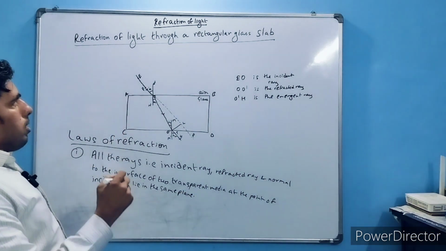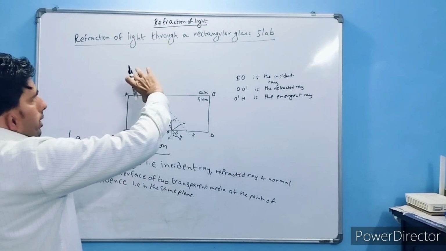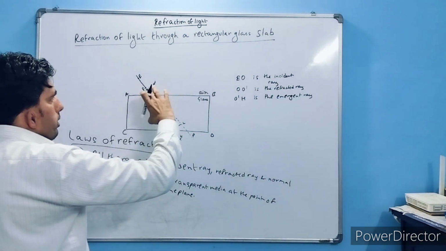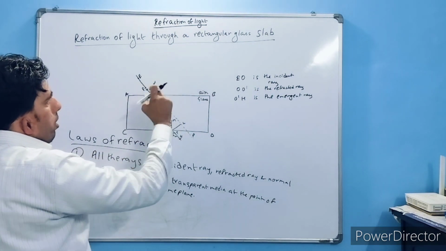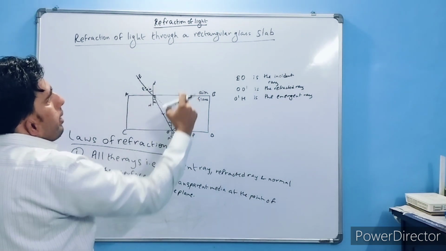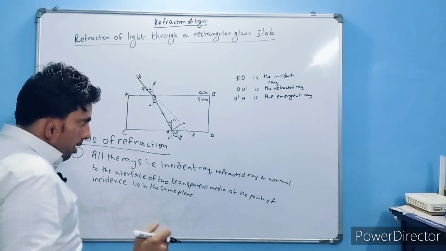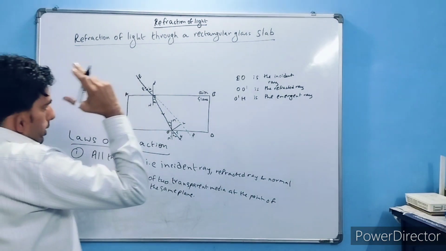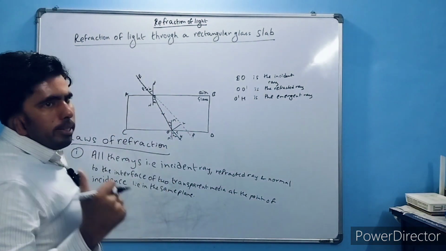We can see here that this EO, the incident ray, this refracted ray, and the normal all lie in the same plane to the interface of two transparent media, that is air and glass, at the point of incidence.